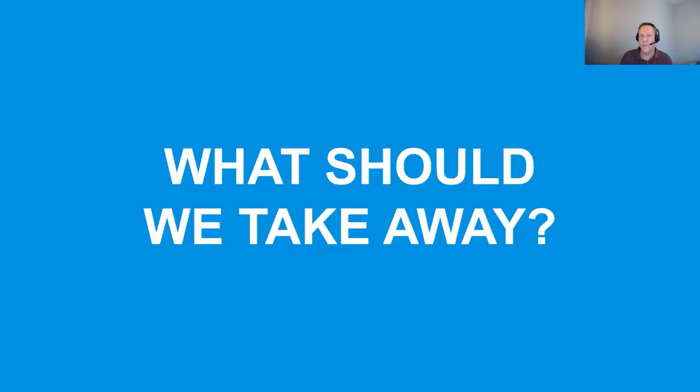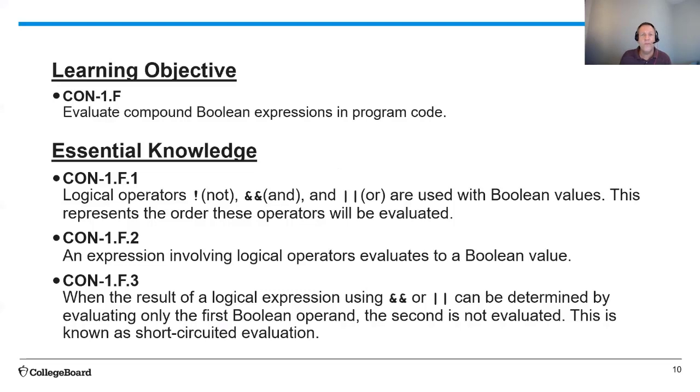So what should we take away from this? Well, over the past 3 videos, we've been looking at evaluating compound Boolean expressions in our program code. We've looked at logical operators, we've looked at expressions involving the logical operators, and then finally in this video, we looked at logical expressions with ands and ors and how we can use short-circuiting to only have to evaluate the first Boolean operand and not the second.